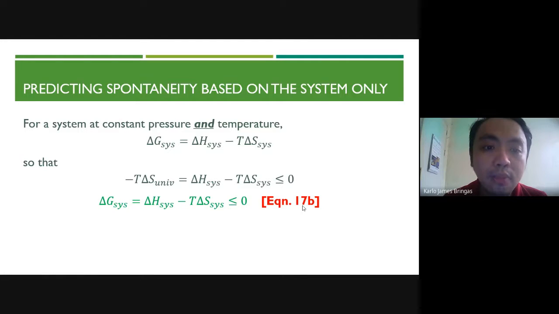So this now gives us a useful tool to be able to assess the spontaneity. So notice, in this equation, all of the terms in here, this first term, this term over here, and the T delta S term, they only talk about the system. So no more need to worry about what's going on in our surroundings or the universe as a whole. We only just need to focus on whatever change it is that is occurring.